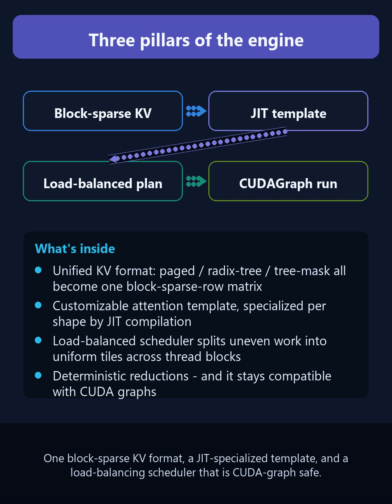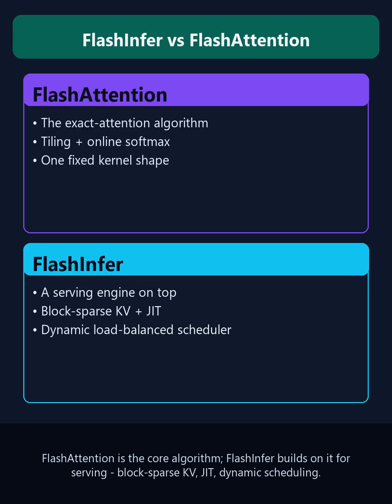Architecturally, FlashInfer stands on three pillars. First, a unified KV format. Every layout, paged, radix-tree, tree mask, becomes one block-sparse-row matrix, so a single kernel family serves them all. Second, a customizable attention template, specialized per shape by just-in-time compilation. Third, a load-balanced scheduler that splits uneven work into uniform tiles across thread blocks, with deterministic reductions, and it stays compatible with CUDA graphs.